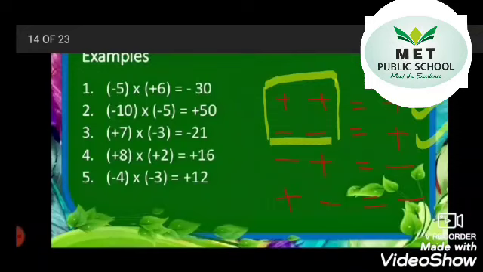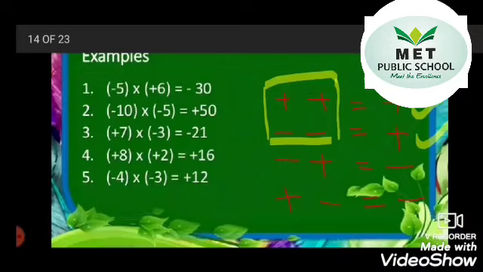Second question, minus 10 into minus 5. First you do the normal multiplication, 10 5s are 50. Then you see the symbol, minus minus. As I already mentioned on the right side, minus minus is always plus. Third one, 7 into minus 3. So 7 3s are 21. Plus minus is minus. So your answer is minus 21.